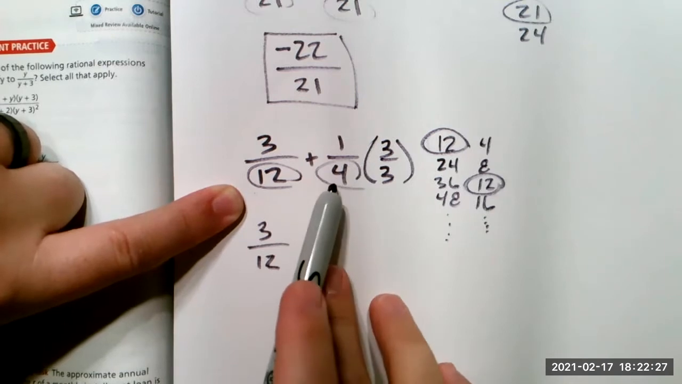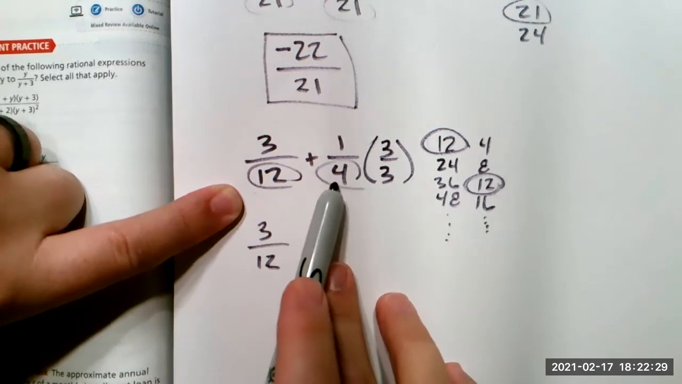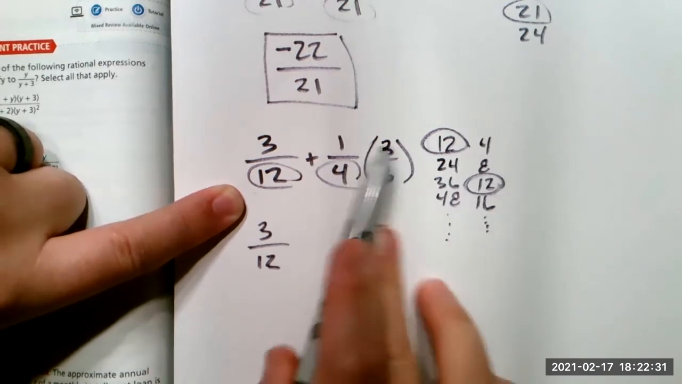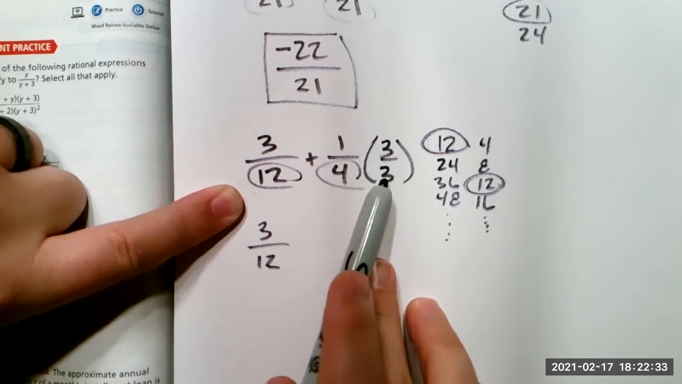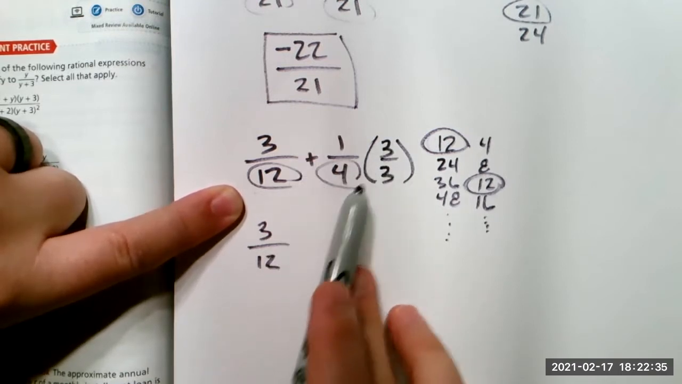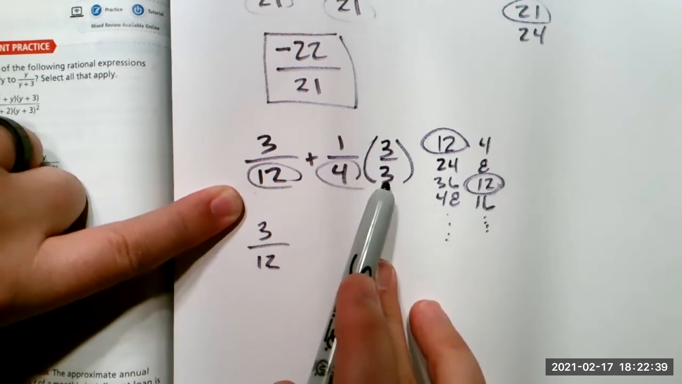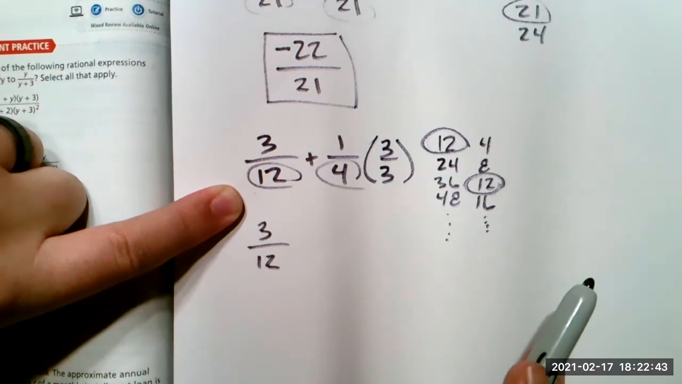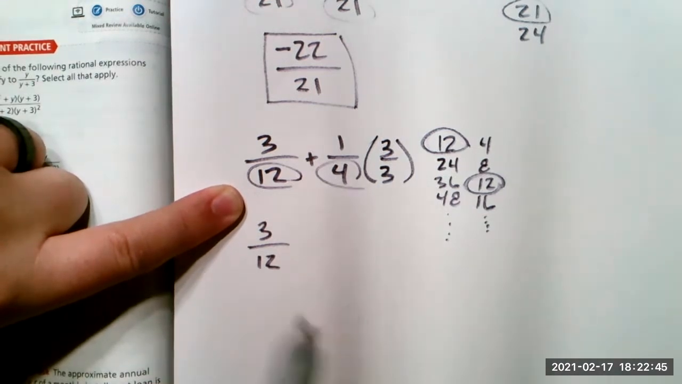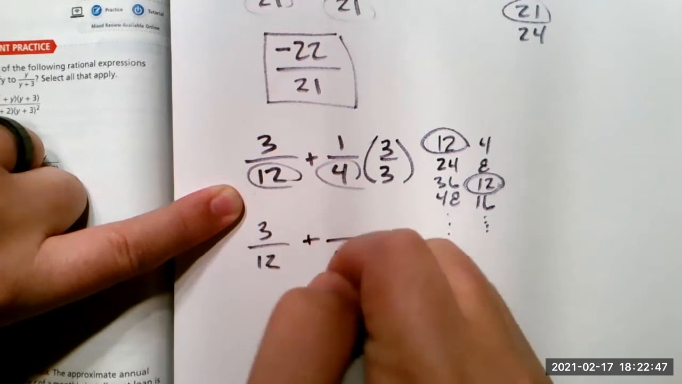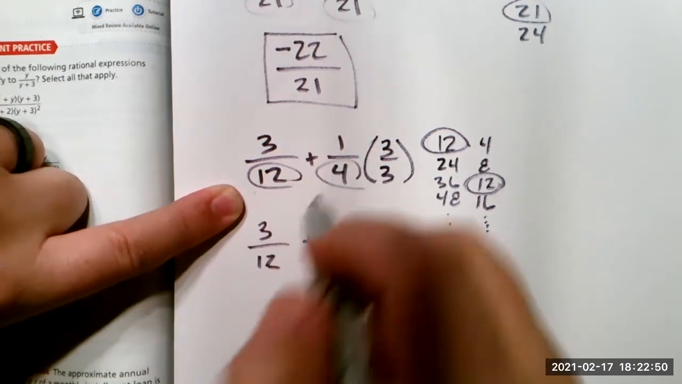Because technically what I'm doing here is I'm taking 1/4 and I'm multiplying it by 1. 3 divided by 3 is 1. I can take any number, any fraction, anything, and I can multiply it by 1, and it doesn't change that number. It just changes what it looks like. It's still the same number. So 4 times 3 is 12. That's my denominator. 1 times 3 is 3.